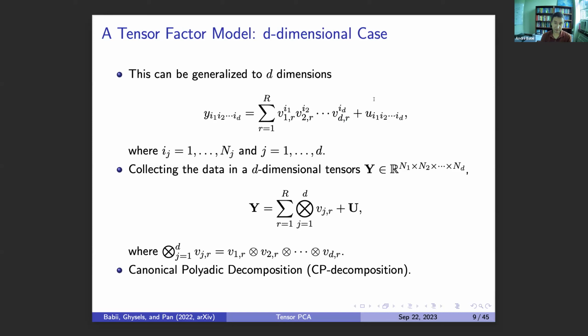So this model can also be generalized to the d-dimensional case. We just have a messier notation, and it is convenient to use this shorthand notation. So the d-dimensional tensor with dimensions n1 until nd is explained as a sum of R rank 1 tensors, and a rank 1 tensor is just an outer product of d vectors. So this is related to what is called the canonical polyadic decomposition, or CP decomposition, but we are looking at a model, so it's a factor model.